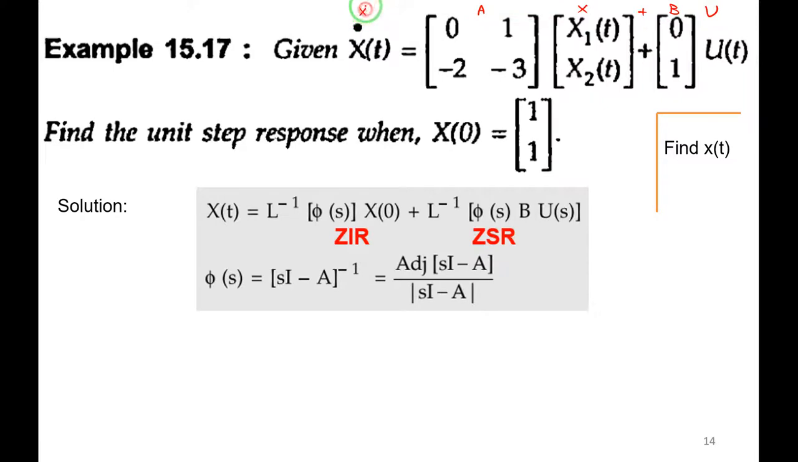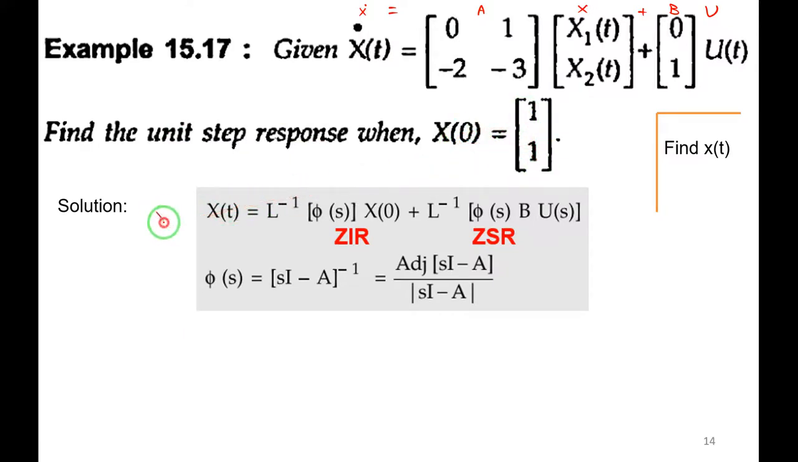So this is x dot equal to ax plus bu. x of 0, the initial condition, is given. So this is a non-homogeneous equation, same as the previous problem. Find the unit step response with x of 0 equal to 1 1 here.